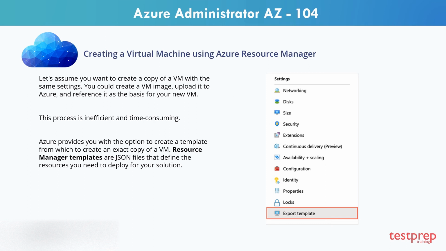Resource Manager templates are JSON files that define the resources you need to deploy for your solution. You can create resource templates from the Settings section for a specific VM by selecting the Export Template option. You have the option to save the resource template for later use, or immediately deploy a new VM based on this template.